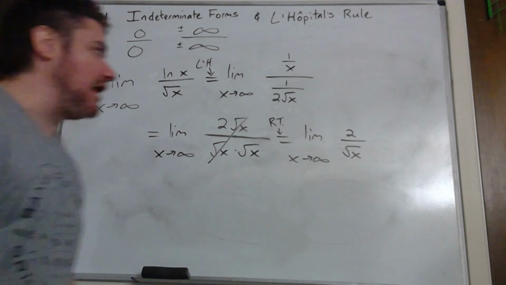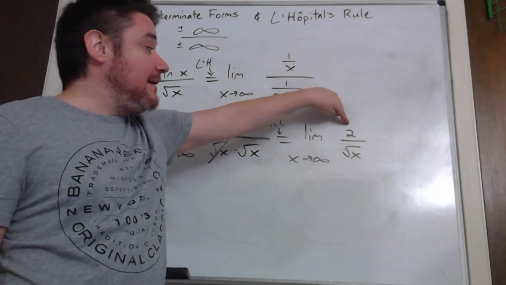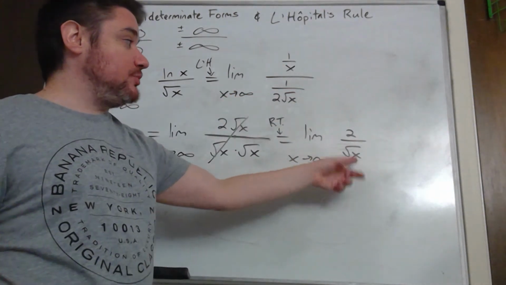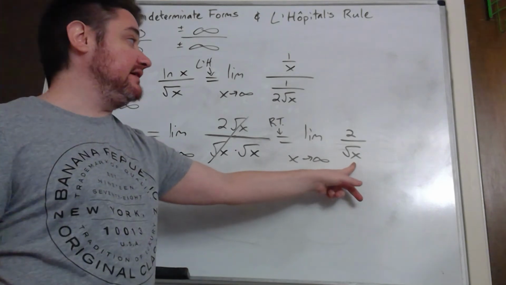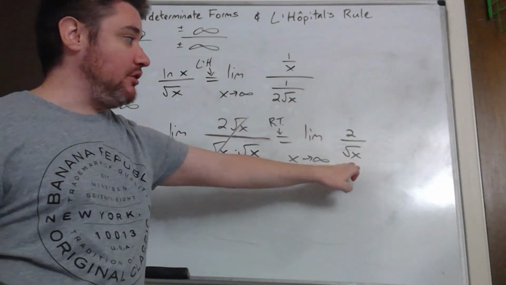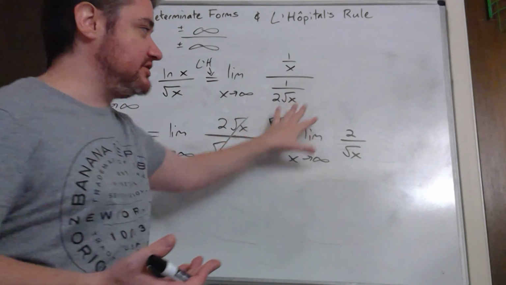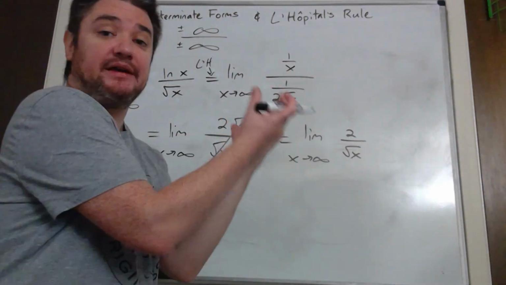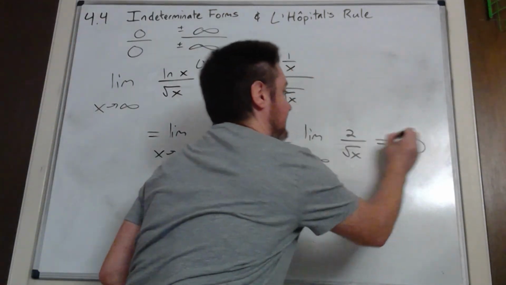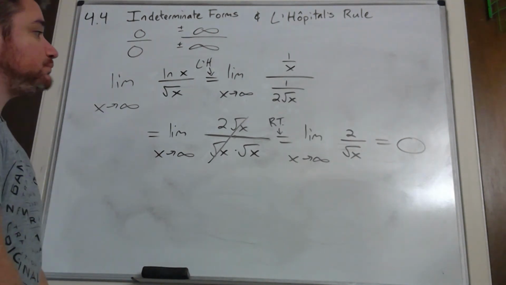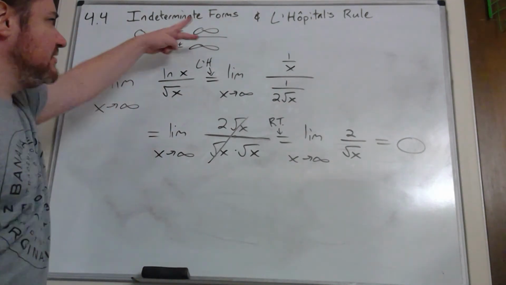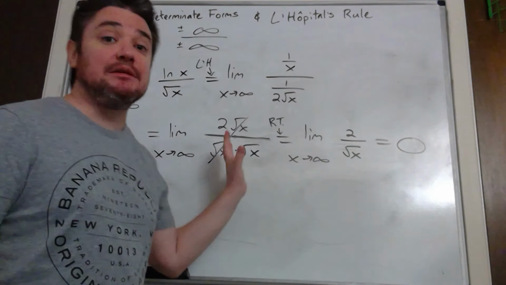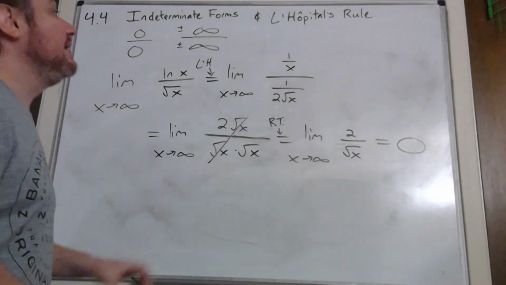And what's happening now? Now I've got a constant up top. As x goes to infinity, square root of x is also going to infinity. So a fixed number over something that's getting larger and larger means the overall ratio is positive but getting smaller and smaller. And so we get that limit of 0 again. So we only did one application of L'Hopital's, and then we just did some simplification. So that route might work.